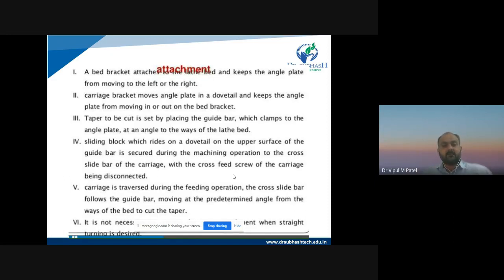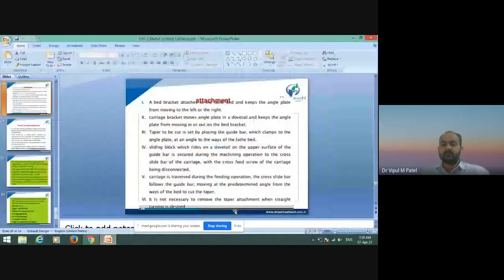and moves at the predetermined angle. Predetermined angle means the angle we have already found in the previous slide with the use of this formula: tan alpha is equal to (D1 minus D2) divided by 2 into length. So that is the predetermined angle from the base of the bed to cut the taper, and it is not necessary to remove the taper attachment when step turning is desired.